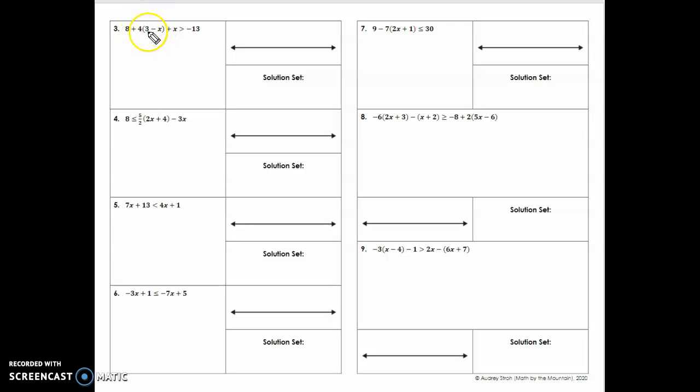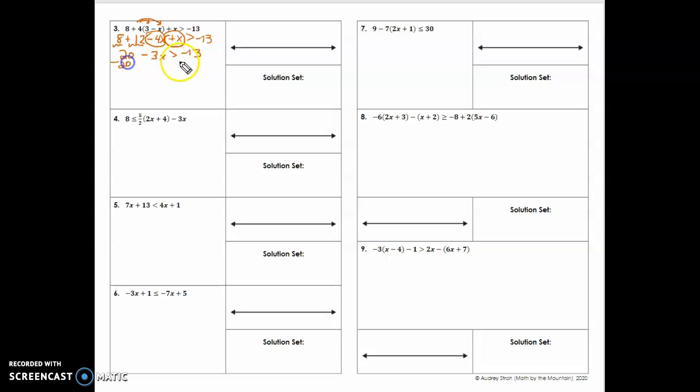I have parentheses. Can't simplify inside, so that 4 on the outside gets distributed by multiplication. I get 12 minus 4x. Bring down the rest of my terms. So I have an 8 plus 12 minus 4x plus x is greater than -13. Combine like terms. 8 and 12 is 20. -4x plus x is -3x is greater than -13.